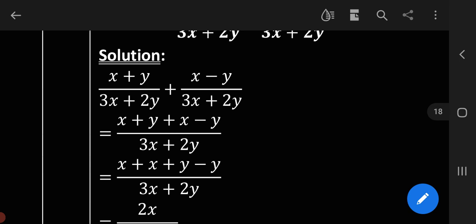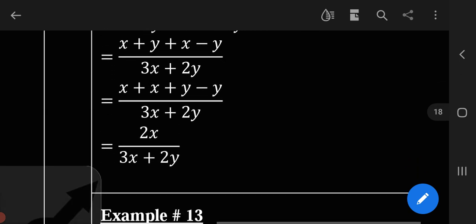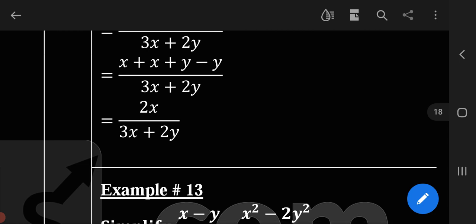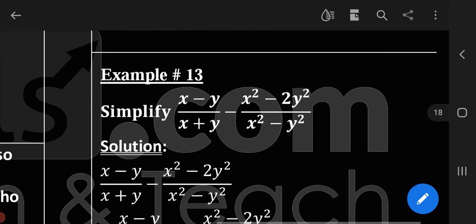Now in the numerator we have x plus y plus x minus y. In these four terms there are two terms in which signs are different. One is plus y, one is minus y, so both of them will cancel, so x plus x will become 2x divided by 3x plus 2y. This was the solution of this example. Now I am coming to another example.